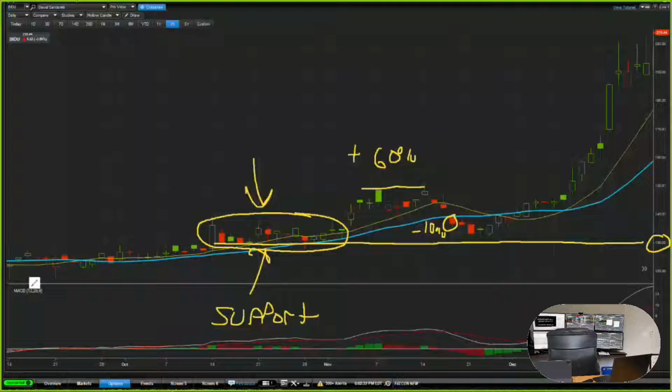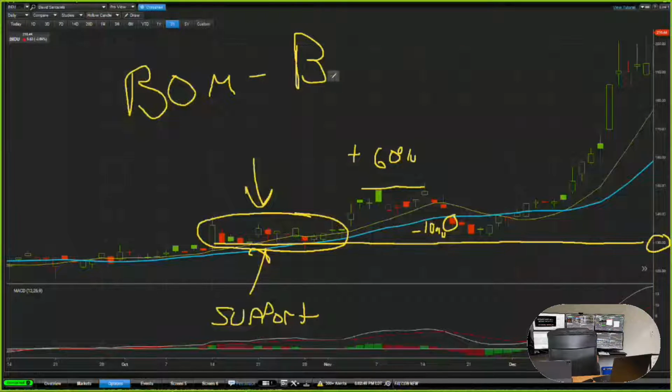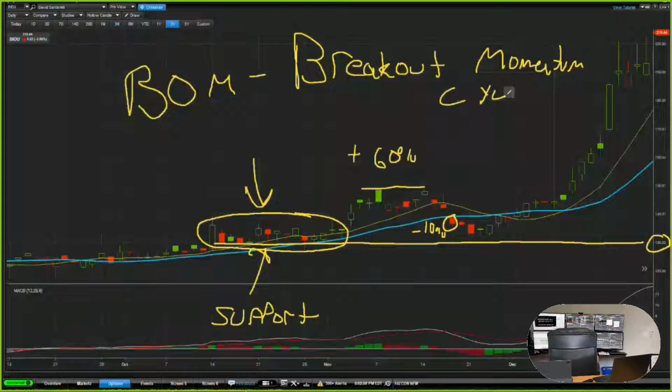So again, guys, what you're looking for is that initial 10-20 cross, the MACD cross, and then entering into that breakout momentum cycle. This is called BOM, B-O-M. That stands for breakout momentum. That's our breakout momentum cycle. So like I said, we have 3 cycles: breakout momentum, breakdown momentum, and no trade zone.